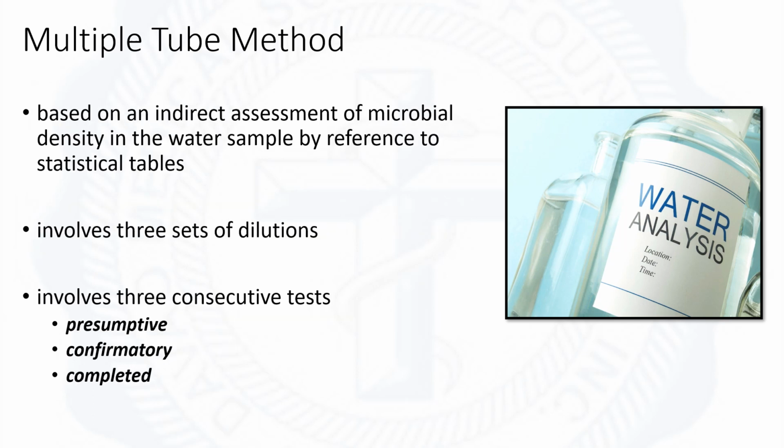A most probable number is a statistical method in which the results are compared with the standard statistical table. This involves three sets of dilutions containing a fermentative broth and the water sample. This technique involves three consecutive tests: the presumptive test, the confirmatory test, and the completed test.